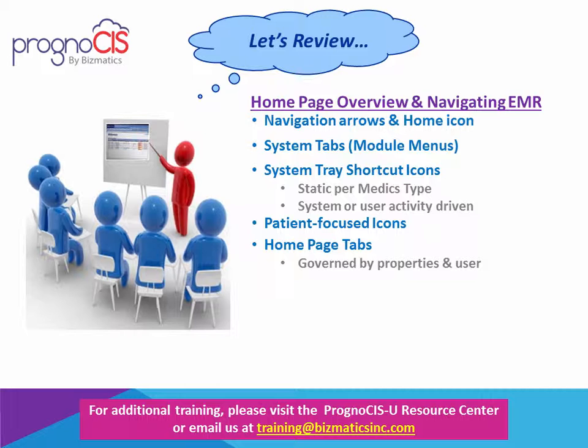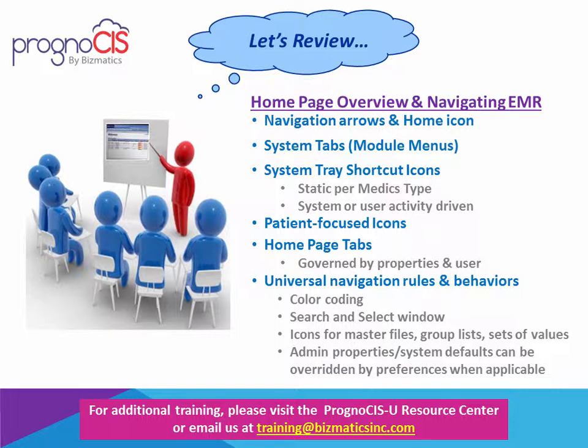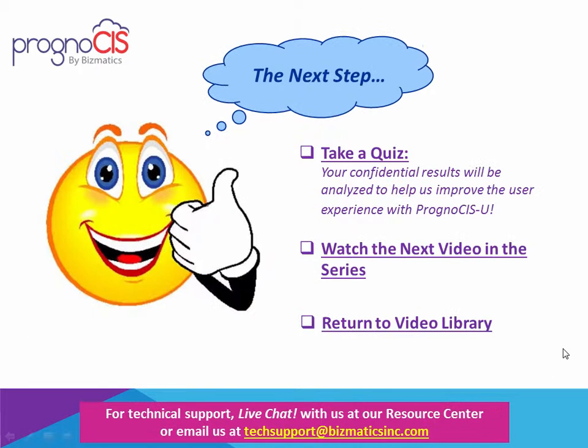You have homepage tabs, which are governed by various homepage properties and filters set by the user. And then finally, we discussed some universal navigation rules and behaviors, such as color coding, your search and select options, various icons, master files, and group lists, as well as behaviors that are determined either at a system level through some administrative properties, or those that can be overridden at a user preference level. And of course, those are covered more in-depth in individual functional videos.